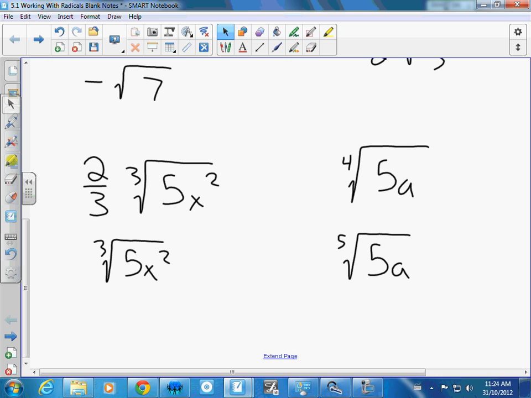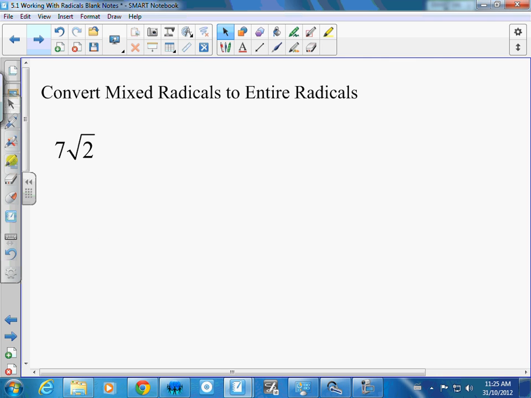They're both square roots. Write them in if you need to. Write in the 2s if you need to, if you missed that. Okay, so what we're going to do now is we're going to go backwards and forwards with radicals. We're going to take big radicals and simplify them, and we're going to take mixed radicals and turn them back into other ones. Okay?